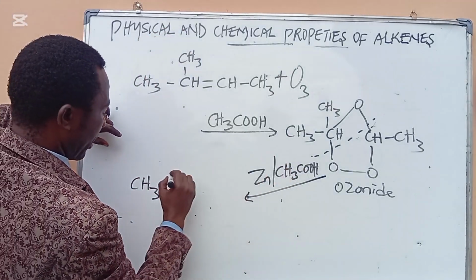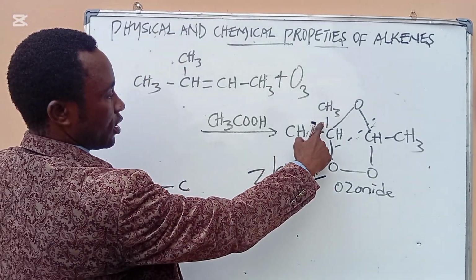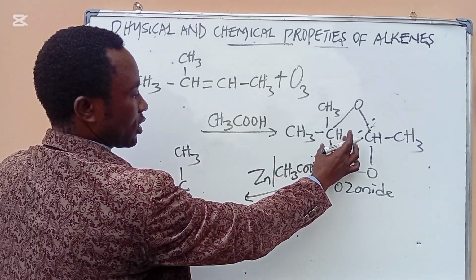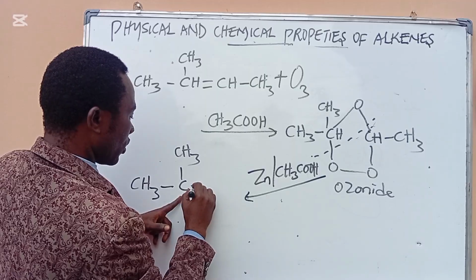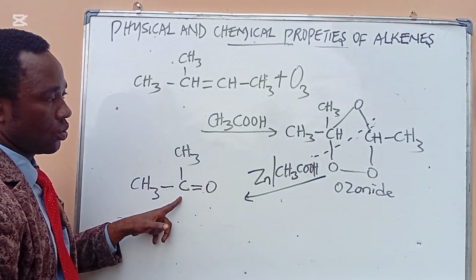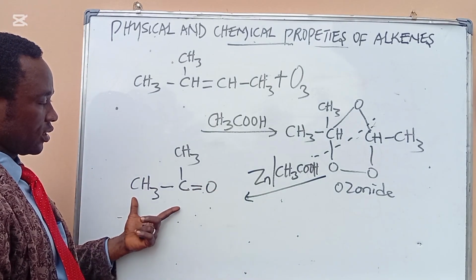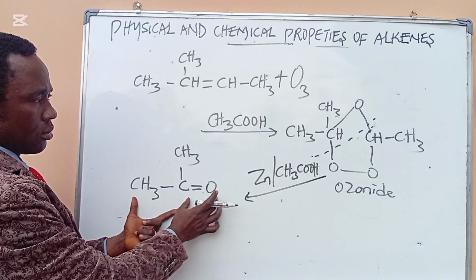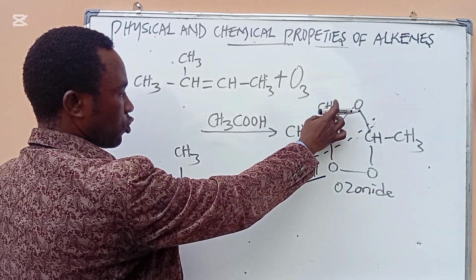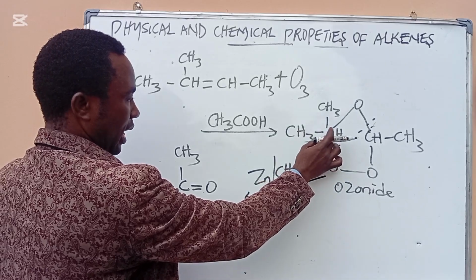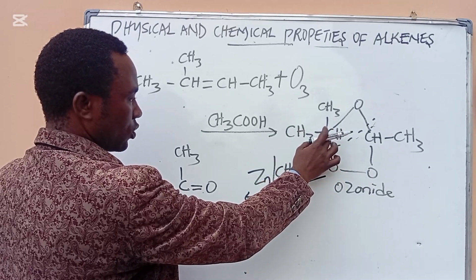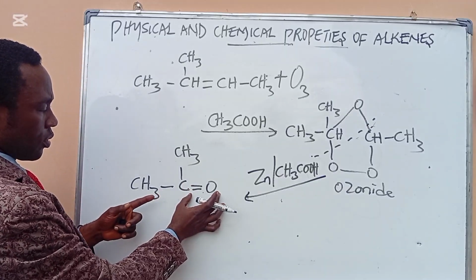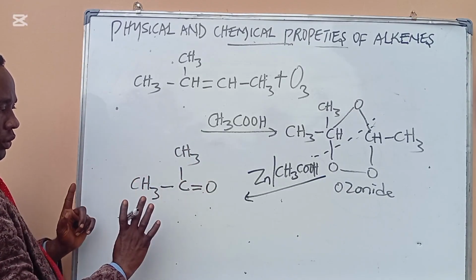CH3. Remember, here is C. And the other one is CH3. This ozonide will oxidize this place so that you have CO. So you are having an alkanone. Remember, when you have two carbons attached to another carbon, you must have an alkanone, because in an alkanone we have the functional group between two carbons.